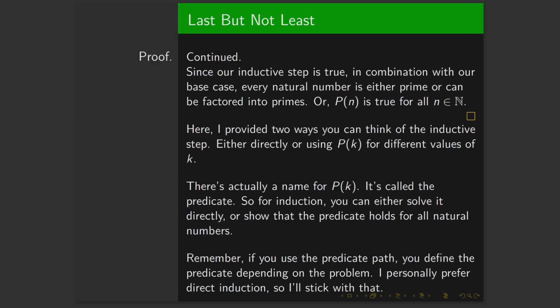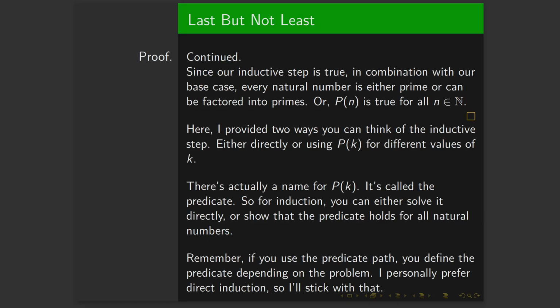Okay, now just to finish off our proof, since our inductive step is true in combination with our base case, every natural number is either prime or can be factored into primes. Or P of n is true for every single natural number. So here I provided two ways that you can think about this problem, or the inductive step, either directly or using this P of k notation for different values of k.